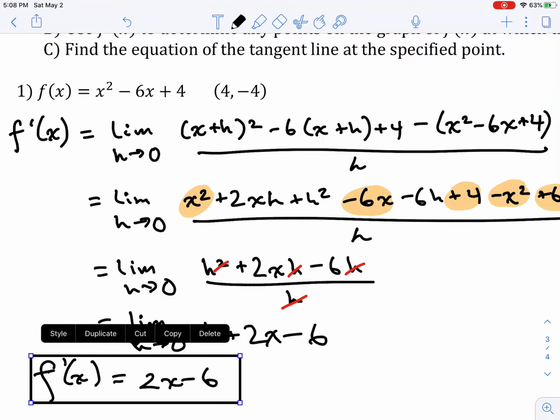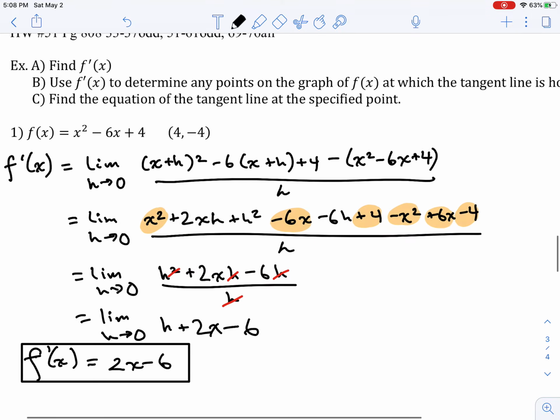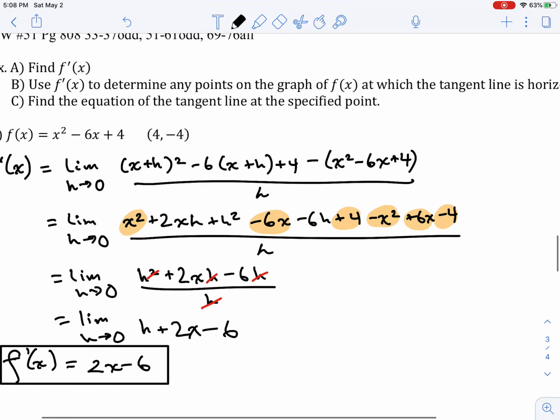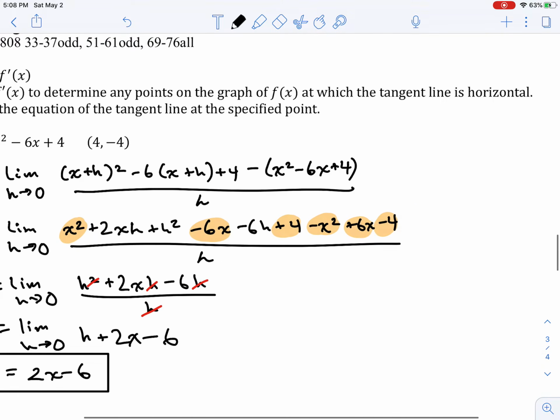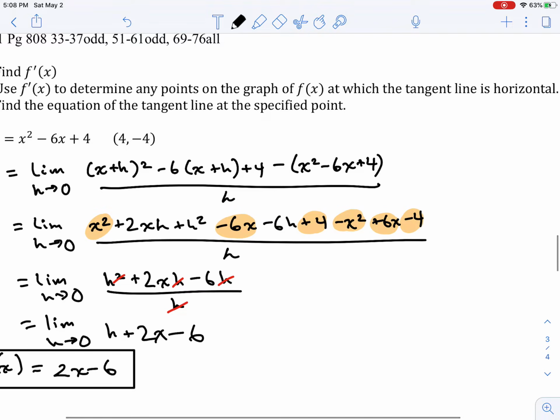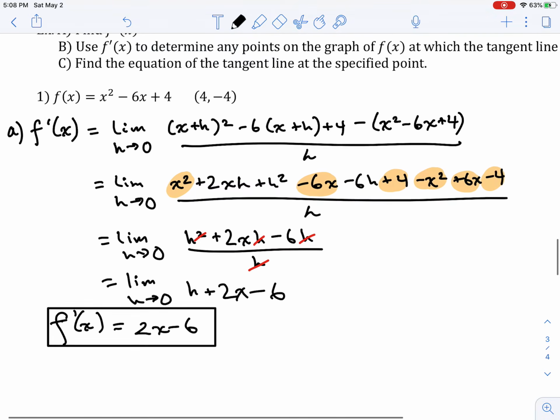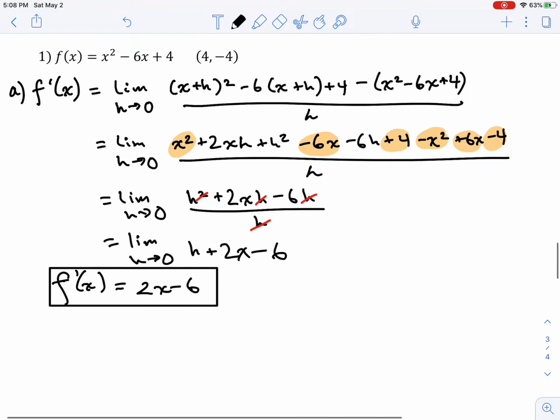Okay? All right, so now that we have our derivative, let's move on to part B. Part B, then, is to use the derivative to determine any points on the graph of f of x at which the tangent line is horizontal. And as we saw in the previous problem from the last video, when our tangent line is horizontal, that just means our tangent line slope is equal to 0.